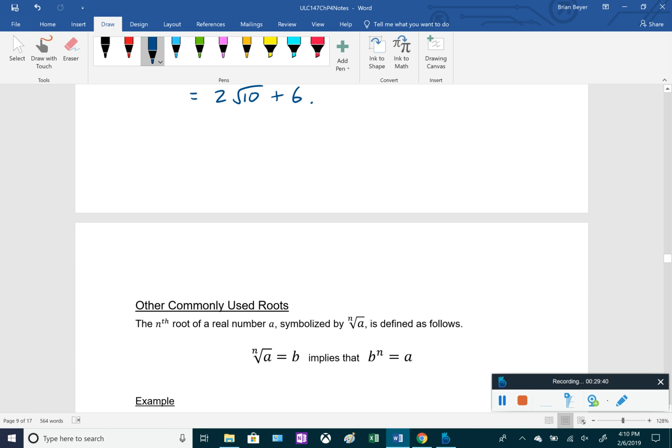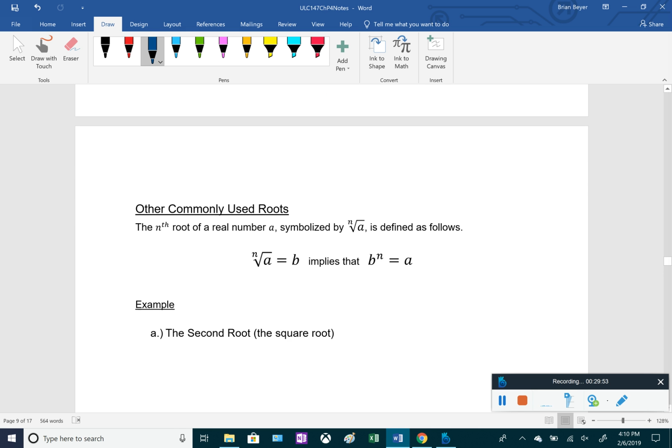Okay, so that is rationalizing denominators both ways. If there are two terms down there, we're probably going to have to multiply by the conjugate. If there's just one term, we just multiply by the square root of whatever the denominator is.